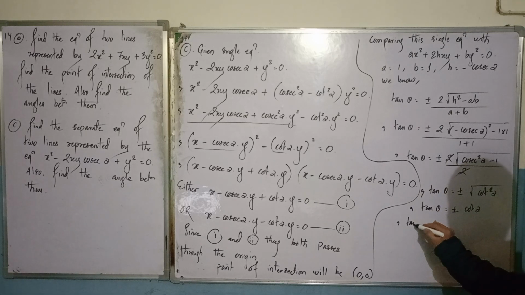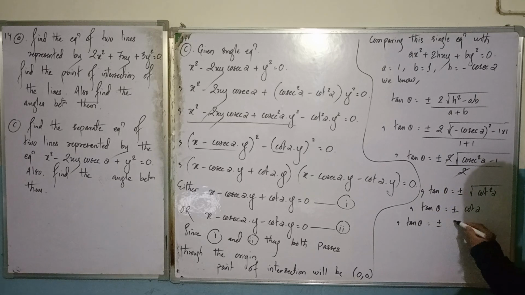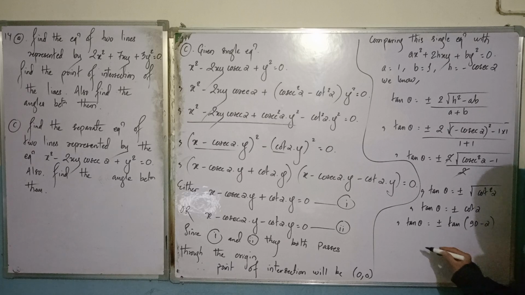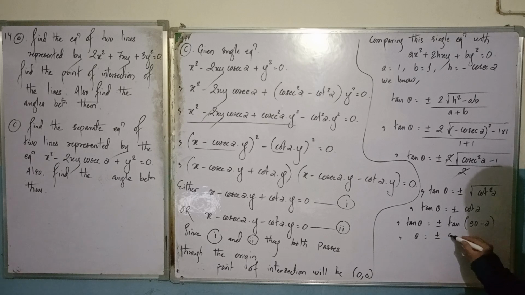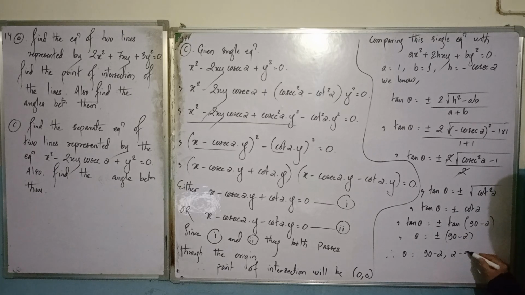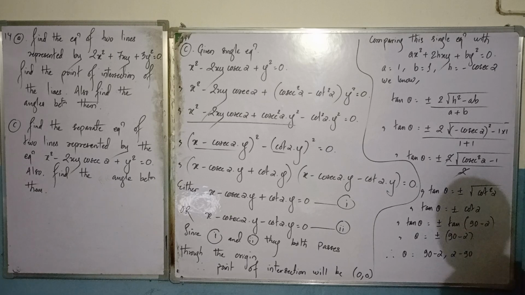Now here tan theta is equals to plus minus cot alpha, cot can be written as tan of 90 minus alpha, or theta is equals to plus minus (90 minus alpha). Therefore theta, if you take positive sign, will be 90 minus alpha. If you take negative sign, this will be alpha minus 90. Got it? Okay, this is how it is done. So these are the angles.